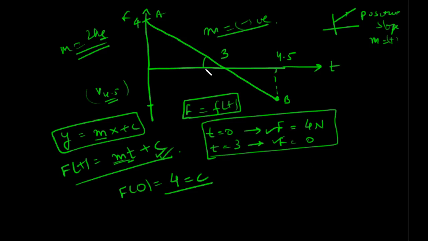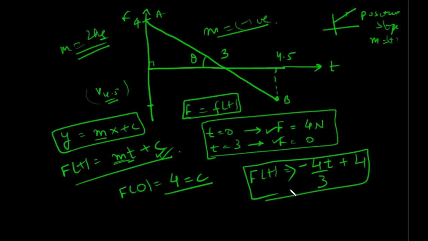And what is the value of m? Obviously this is the slope, so tan theta, this is theta, right? And this would be negative, so I have the equation like this: tan theta is 4 by 3, perpendicular by base. This means minus 4 over 3 times t plus 4. I now have the equation of force with time. Okay, this is the equation.